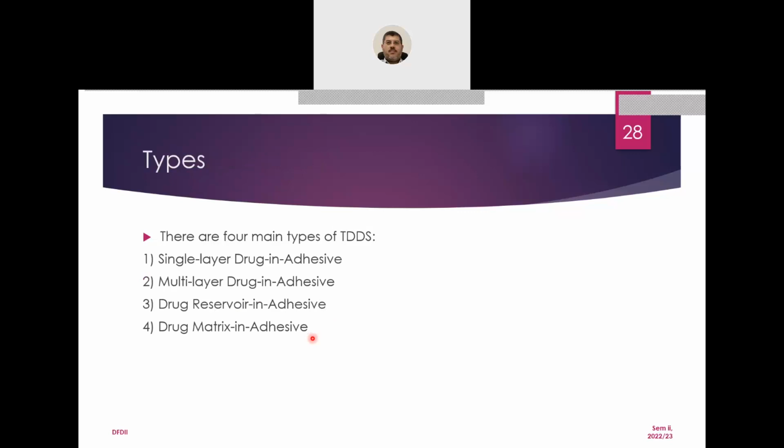So, coming to the types, the different designs of transdermal drug delivery systems: as we said, the basic one may have four layers, but you may have other designs like having two layers, three layers, or even one layer. So these are the types of transdermal drug delivery systems. Okay.